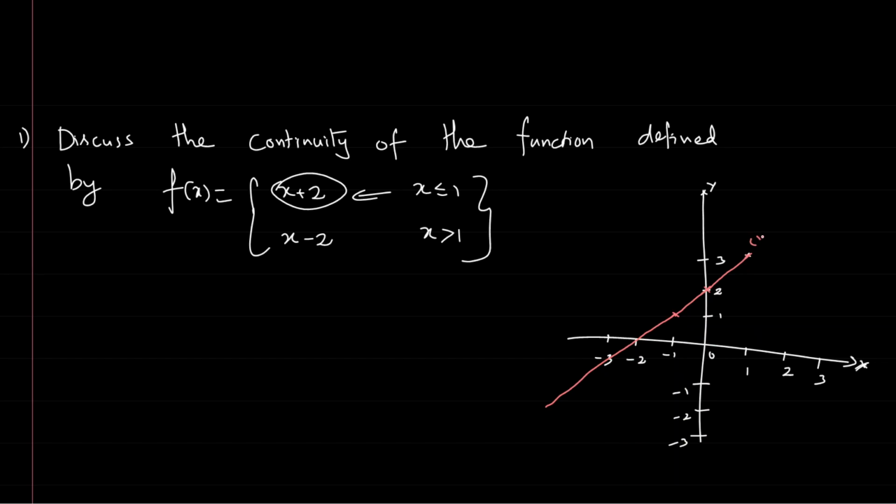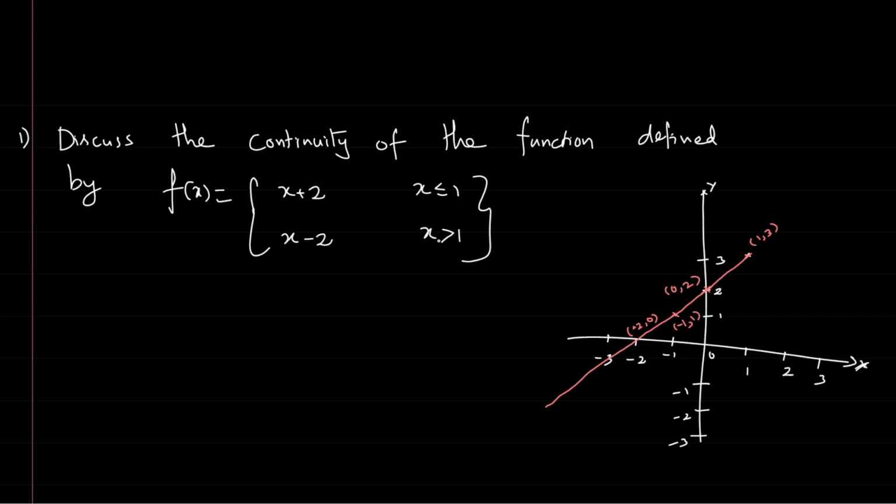This is the point. When x takes a value 1, y takes a value 3. When x takes a value 0, y takes a value 2. When x takes a value minus 1, y takes a value 1. When x takes a value minus 2, y takes the value 0. Now this one is over for x less than or equal to 1.